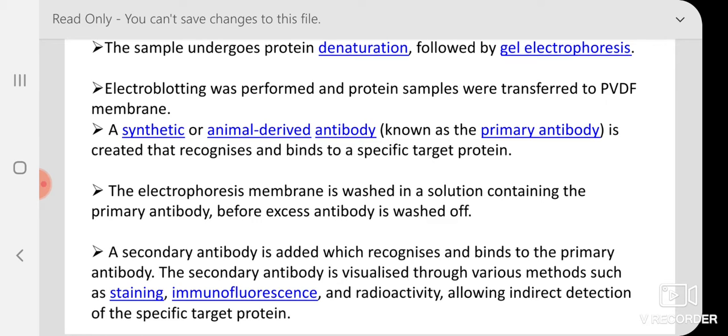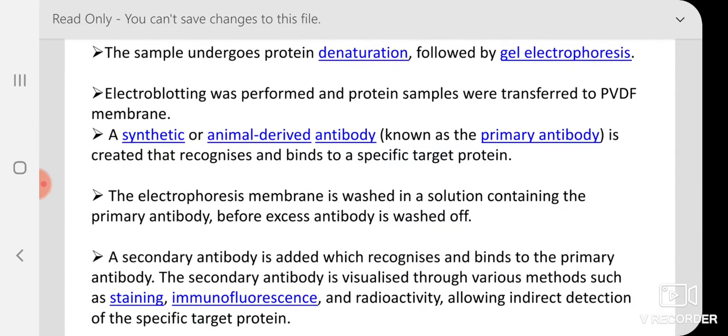This membrane is named polyvinylidene difluoride, PVDF membrane. Why this membrane? This is a thermoplastic type of fluoropolymer. So it has an affinity towards amino acids, so the transfer is better compared to nitrocellulose. People can use nitrocellulose membrane also.